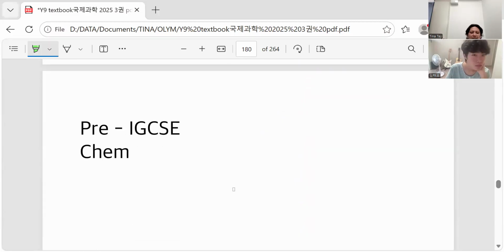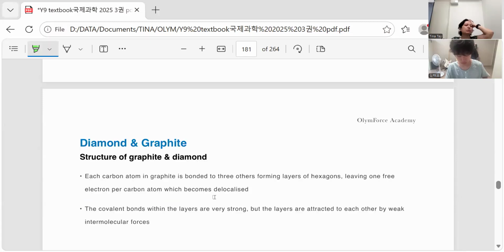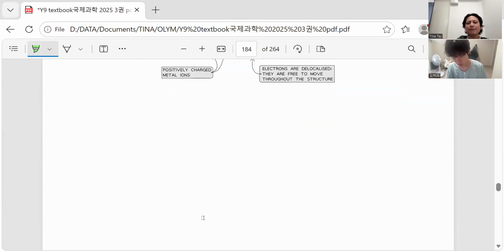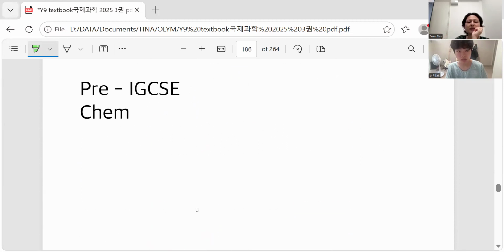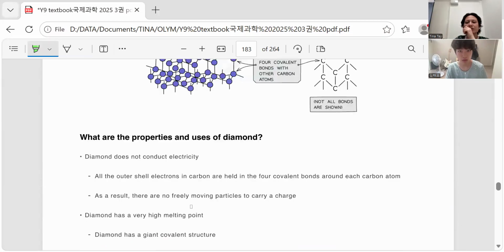Today we learn this last part of chapter 2. After this, we are going to stop chem. Oh, got two more parts. After this, we're going to stop chem and then we're going to go to bio first.